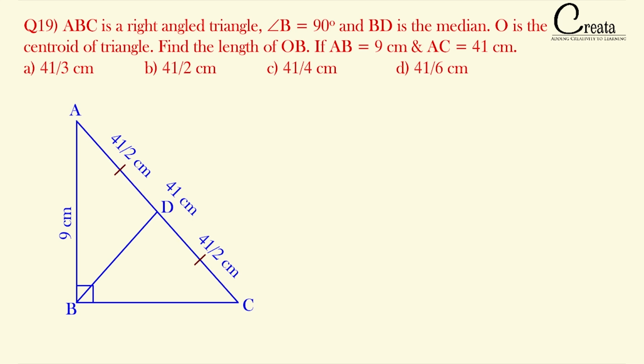Further, in this question, we have to find the length of OB. Here O is the centroid for this triangle. And what is a centroid? The centroid is the intersection point of the three medians. Here O is the centroid and we have to find the length OB.